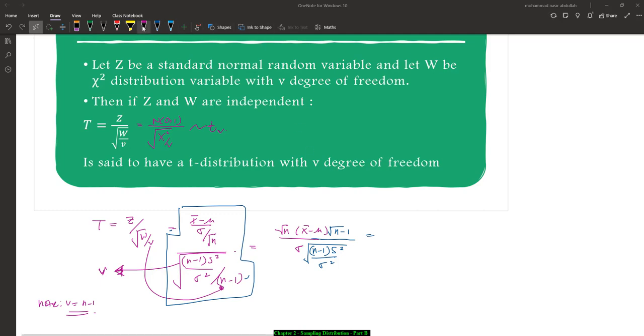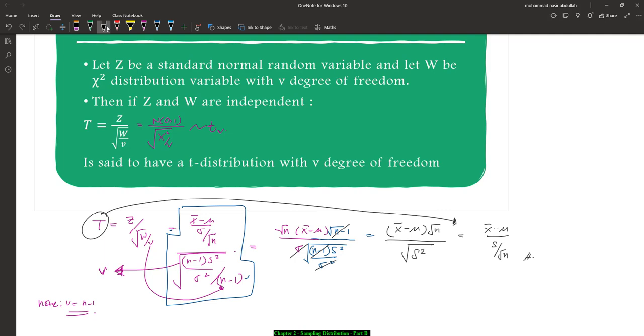So if you look here, this one we can remove this one and this one, can erase, right, and this one can cut off, right? So what is left is x bar minus mu multiply with square root of n divided by square root of s square, right? So let's simplify this one. So x bar minus mu divided by s over square root of n. So this is t distribution, right?